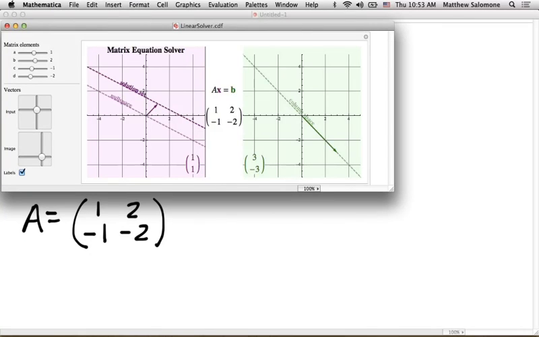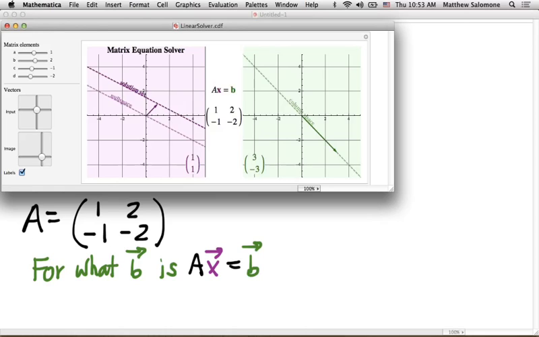That we can ask about this matrix, first thing we want to ask is, for what values of b is the equation Ax = b consistent? In other words, when am I going to have a solution to this matrix vector equation?